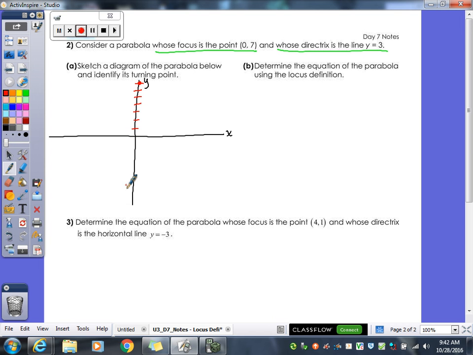Our directrix is the line y equals 3. So that's a horizontal line going through your y-axis where y is 3. So there's our directrix. Based on our definition that we know, our turning point has to be in the middle of that. So in the middle of 3 and 7 would be right there at 5. That's our turning point. So we will write: turning point is the point (0, 5).